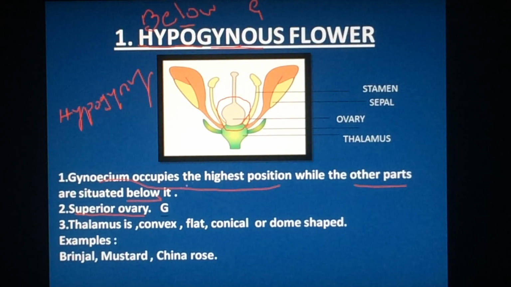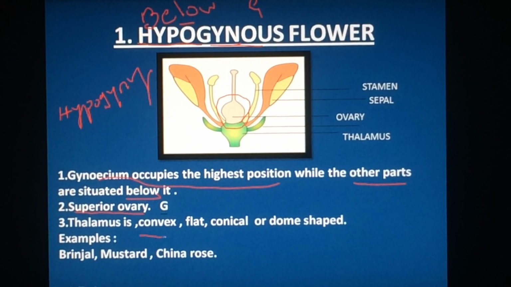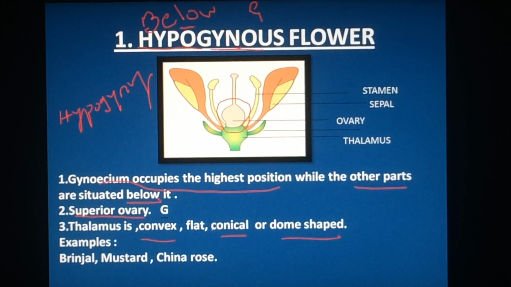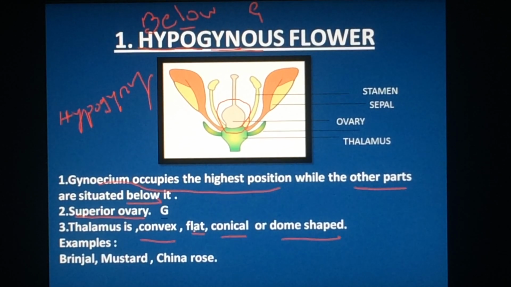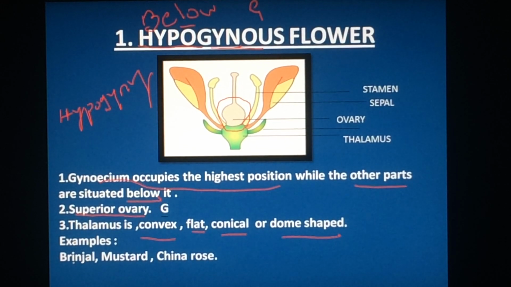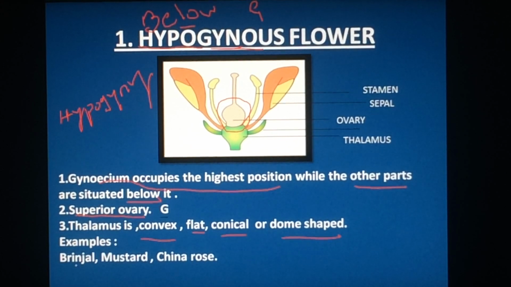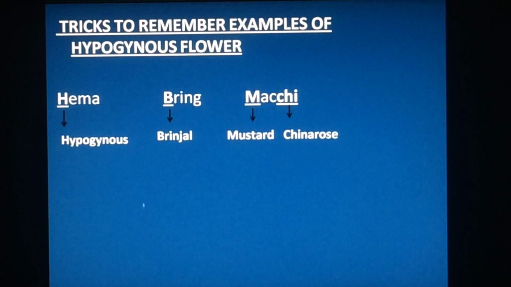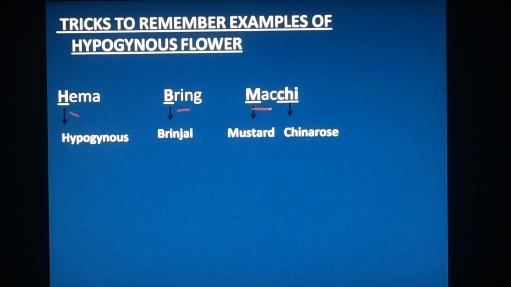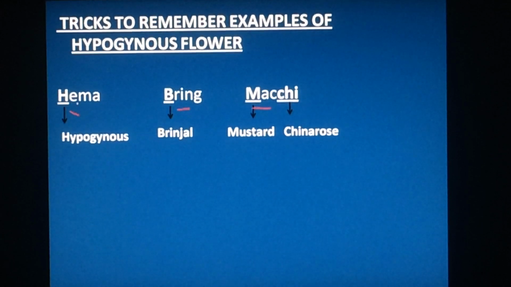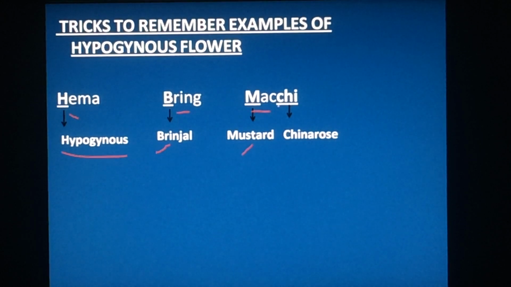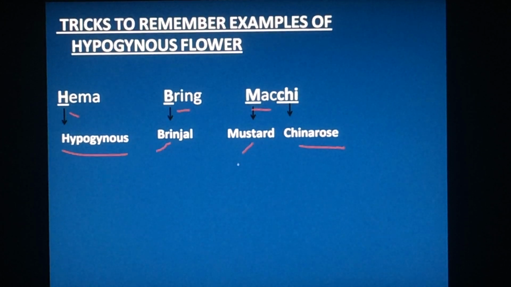And here thalamus, if you see, shape of the thalamus will be convex, conical, dome shaped or flat. Examples are brinjal, mustard, China rose. How to remember it? Hema, bring, machi, machi fish. H, hypogynous. B, brinjal. M, mustard. CHI, China rose.